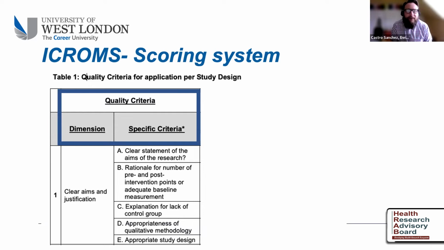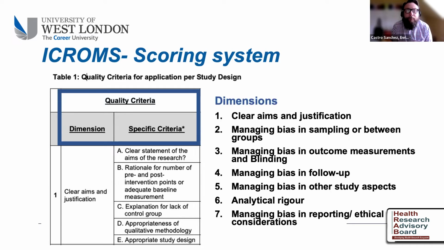But when you have a look at the table of the ICROMS paper, thinking about the scoring system, you will see that there are some dimensions. So within the quality criteria, you will see that there are some broad dimensions, and then each dimension has some specific criteria, some sub-dimensions, if you want to put it that way. The 7 broad dimensions that we will consider for each paper are here. And in a way, they make sense, and they put together quite a few, if not all, of the things which have been mentioned before.